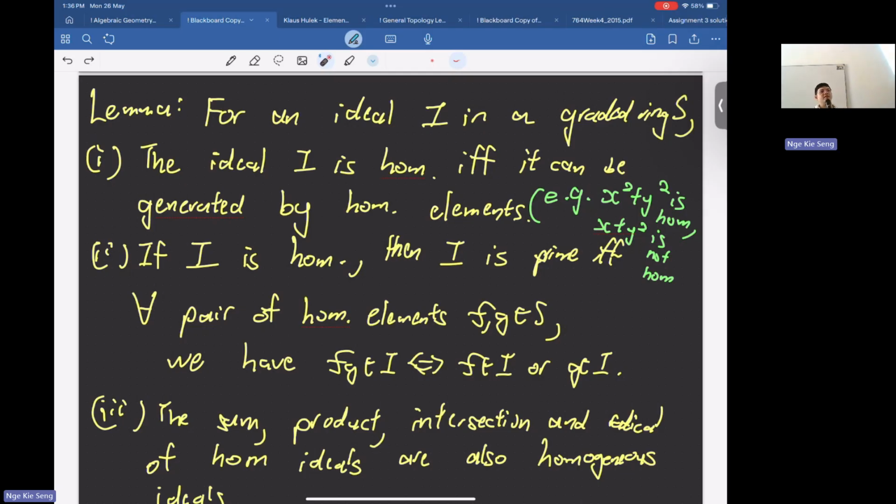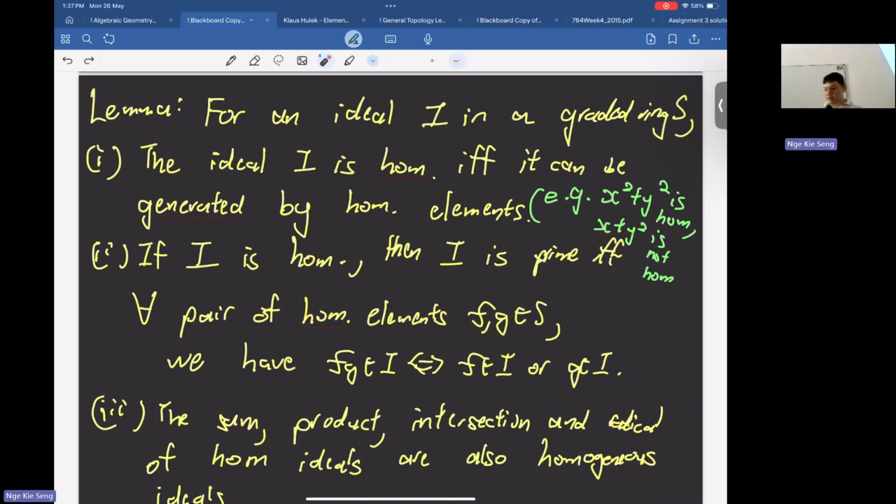I think the second one is more obvious. But what's the subtlety here? Prime says: if FG is in I, then F is in I or G is in I, right? But here they reduce it to homogeneous element pairs. In I, maybe you don't have homogeneous elements adding together, because they may come from different homogeneous parts. But this statement tells you that it's enough to check the homogeneous elements. If all the homogeneous elements satisfy this prime property, then the whole homogeneous ideal will be prime. Does it make sense or not?